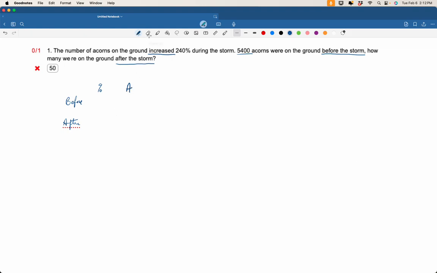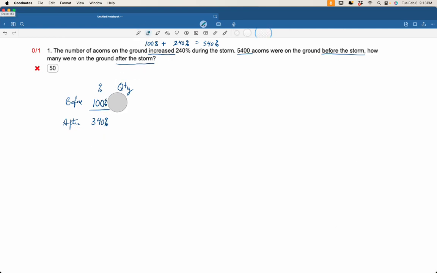You could use quantity there also. Let's use quantity since after starts with an A. All right, so quantity. So before the storm, whatever was there was 100%. After the storm, the amount increased. So that's going to be plus 240%. So what was there before was already 100%. 100% plus 240, that's going to be 340%. So this is the amount after. We have 340% after, right?